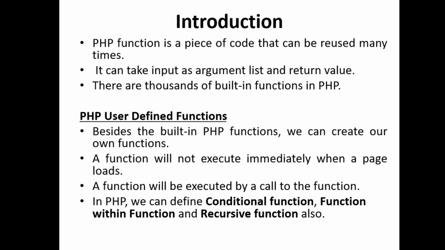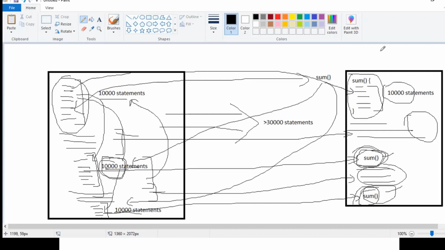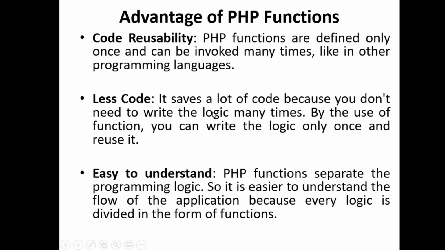phpinfo is a built-in function which is included in PHP. print_r is also a built-in function. The second type is user-defined functions. User-defined functions are those functions which the user has defined. Like in this program, this sum function is not an inbuilt function. I have given it a name. You can give any name, sum1, sum2, sum3, sum4, or sum, or your name as well. Those are all user-defined functions.